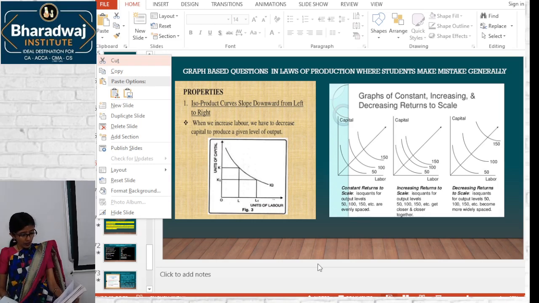Third question. If an increase in all the factors leads to less than proportionate increase in output, then it is called as decreasing returns. True or false?